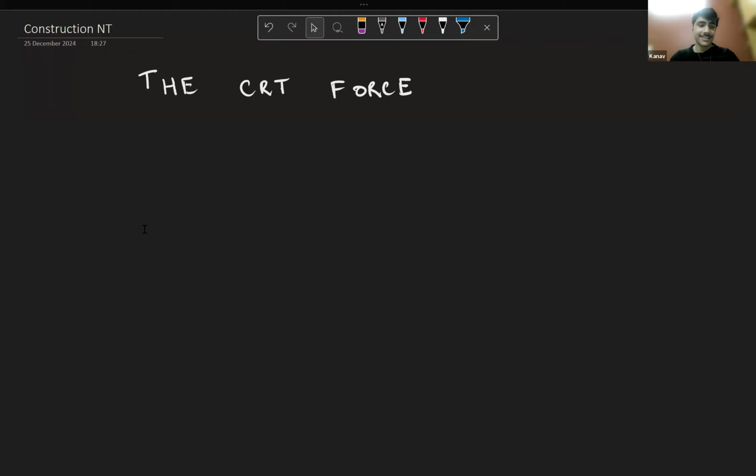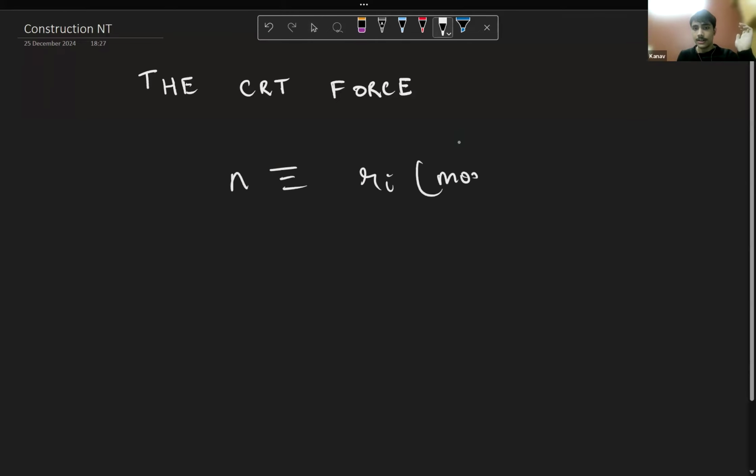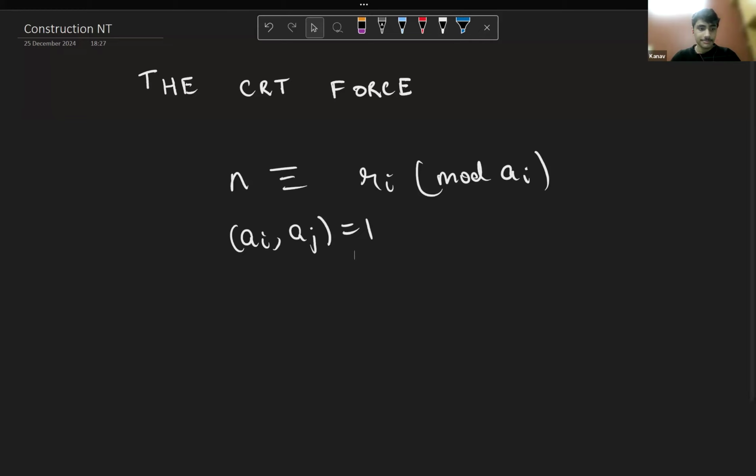Now, why did I call it like this? Because CRT is just too strong. Do all of you know what CRT is? Yes, the Chinese remainder theorem. Great. So basically, there exist numbers with any residues modulo any moduli. I can choose any number of a_i, any number of r_i, with the only condition you need to ensure being that a_i and a_j are coprime. This is very strong, as you will see.